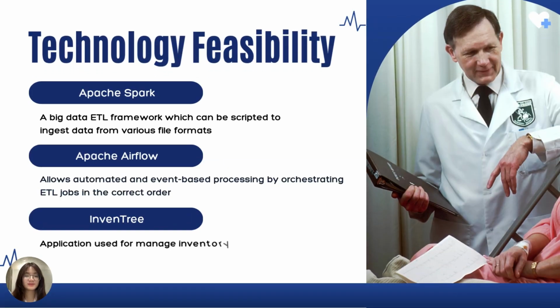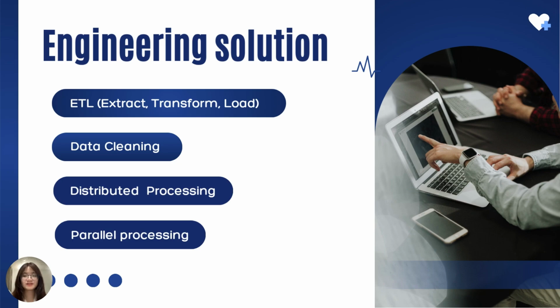And for technology feasibility, we select tools that are reliable, scalable, and suitable for handling large-scale inventory data, which are Apache Spark, Apache Airflow, and InvenTree, an open-source inventory management system, to manage the pharmaceutical inventory data in our project. And for engineering solutions, we are using an ETL pipeline: first, extract the data from multiple sources, then transform by standardizing and cleaning the data, and lastly load the processed data into a centralized database.